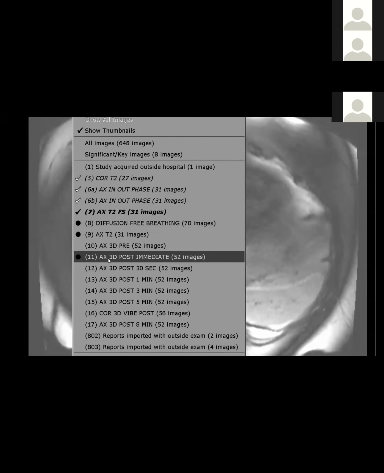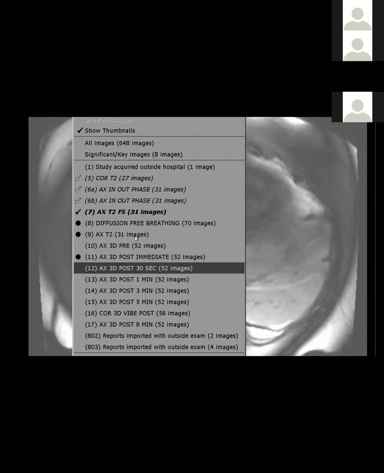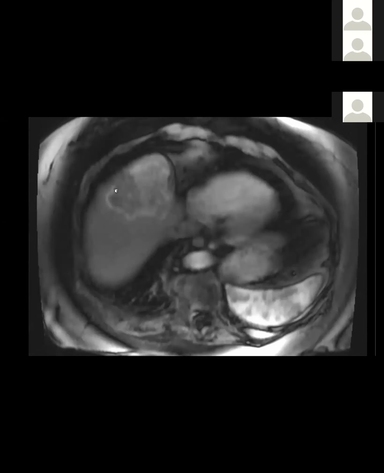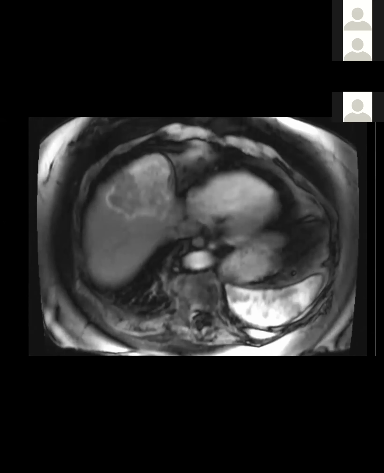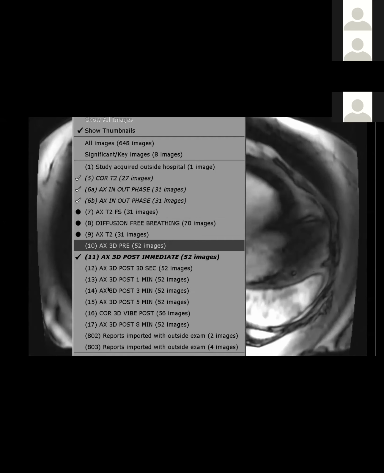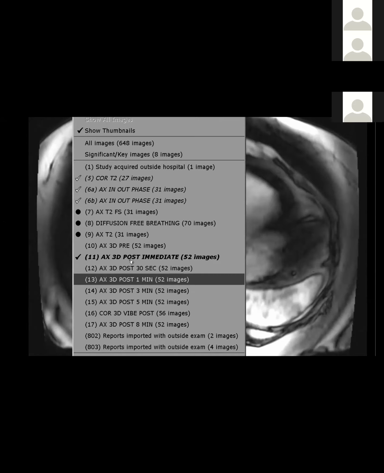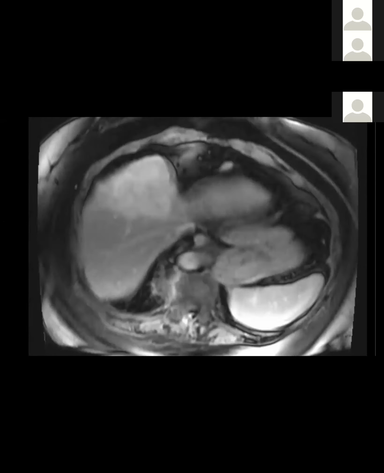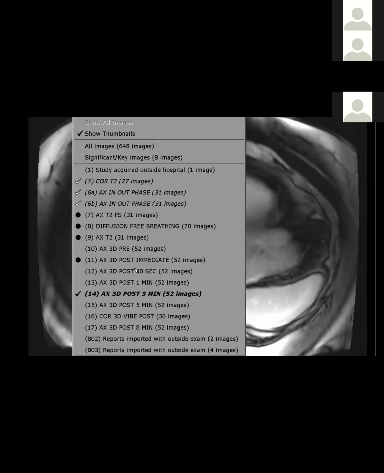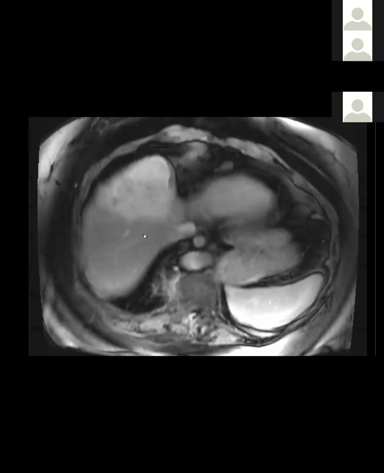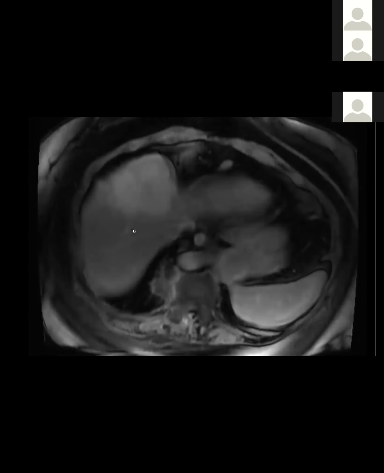This was the arterial phase. We see a very ugly rim arterial phase hyperenhancement, and then the mass becomes more and more enhanced in the delayed images, with slight heterogeneity. Here's the 8-minute delay. So this was the mass.